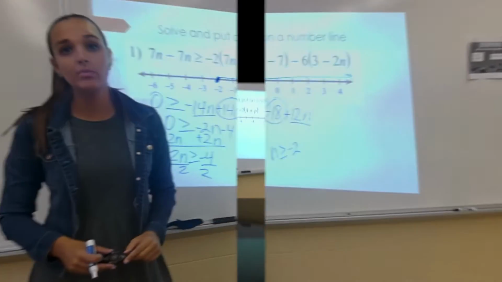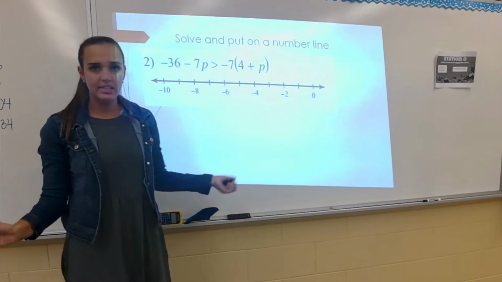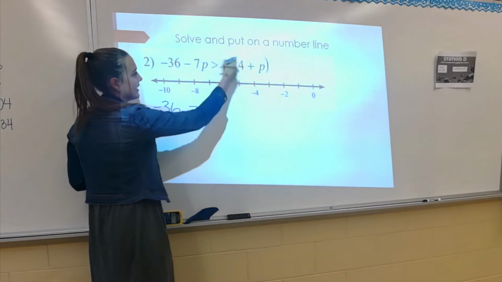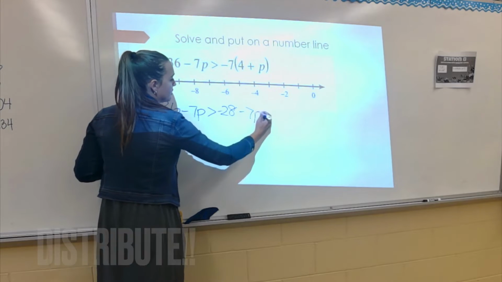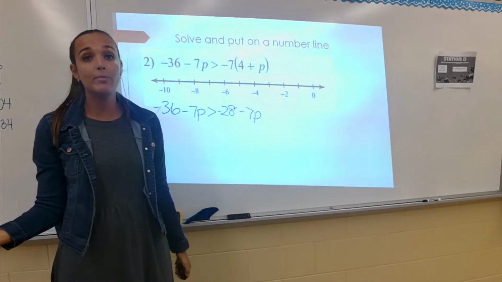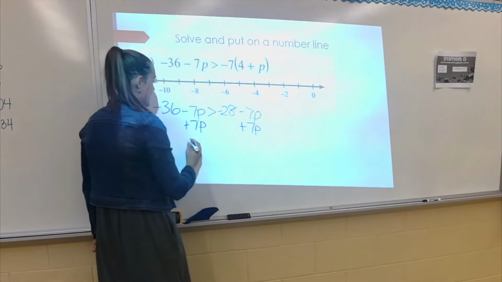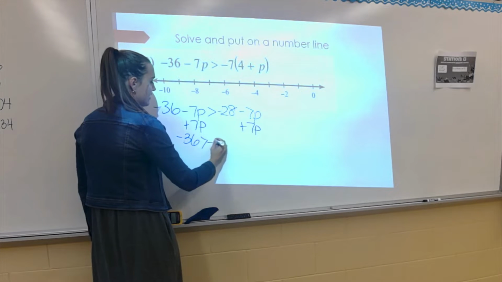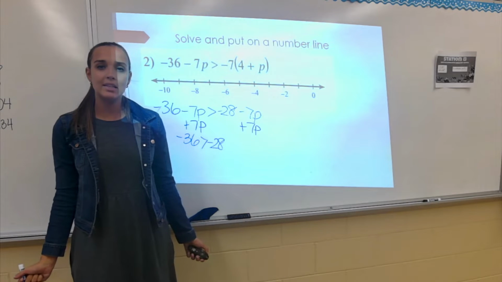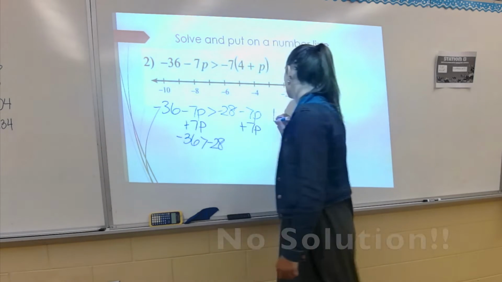Let's try another problem. Now for this problem, we have variables on both sides. We have another distribution. Let's see what we have to do for this. So I'm going to rewrite that left-hand side, and then I distribute. Because both coefficients of the variables are the same, it does not matter which one I move over first. So I'm going to move over this one, and I get negative 36 is greater than negative 28. Is negative 36 greater than negative 28? No, it's not. Because that does not make sense, the answer is going to be no solution.